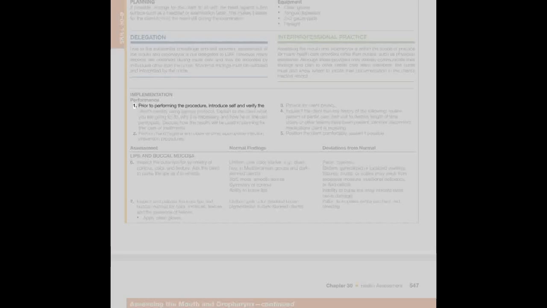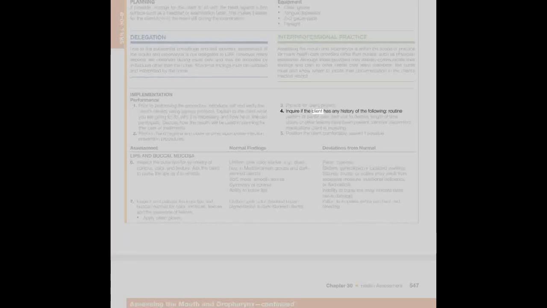Implementation, performance. 1. Prior to performing the procedure, introduce self and verify the client's identity using agency protocol. Explain to the client what you are going to do, why it is necessary, and how he or she can participate. Discuss how the results will be used in planning further care or treatments. 2. Perform hand hygiene and observe other appropriate infection prevention procedures. 3. Provide for client privacy.